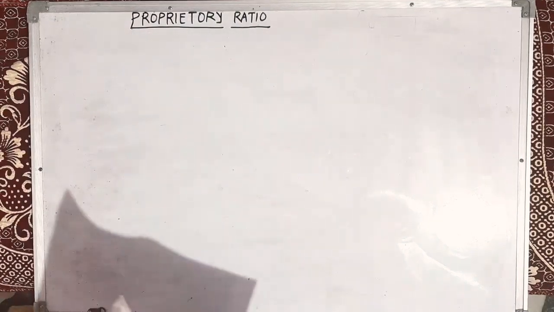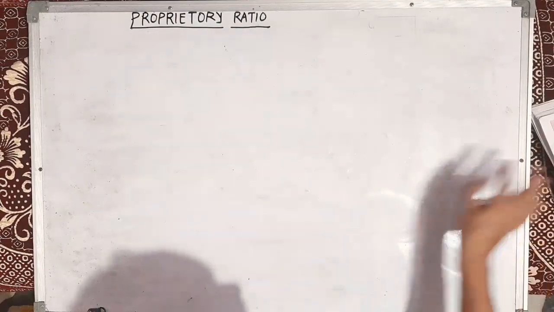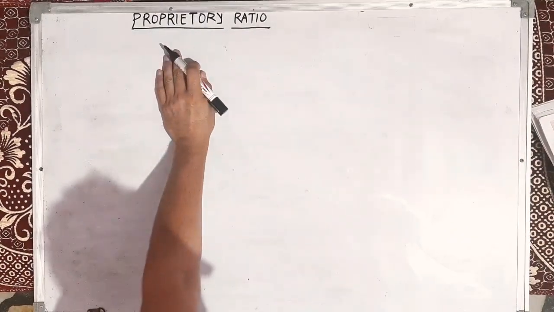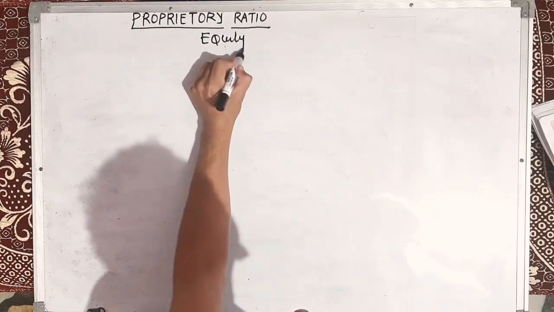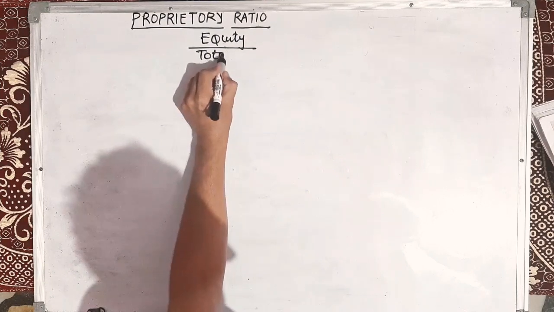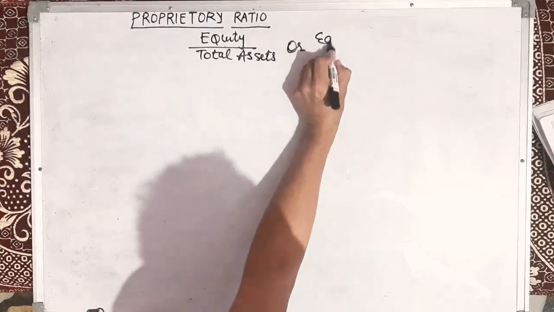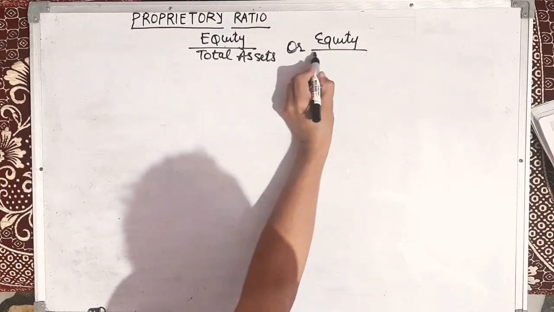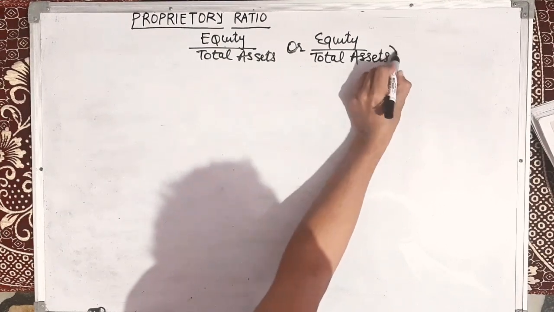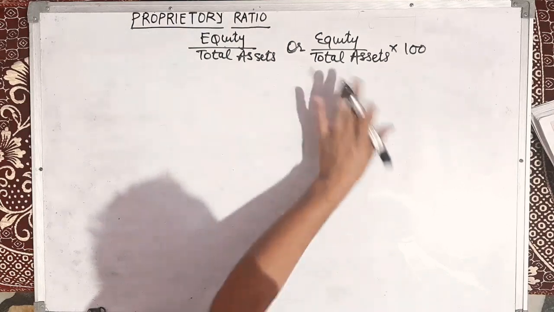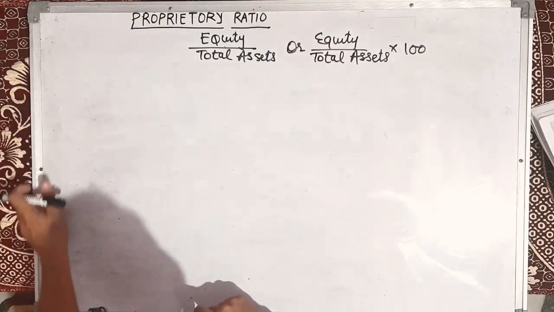Today I have come with a new topic, that is the proprietary ratio. Before discussing the topic, we will start from the formula. The formula of proprietary ratio is equal to equity divided by total assets, or equity divided by total assets into 100. So this formula can be expressed in two terms: one with 100 or one without 100.